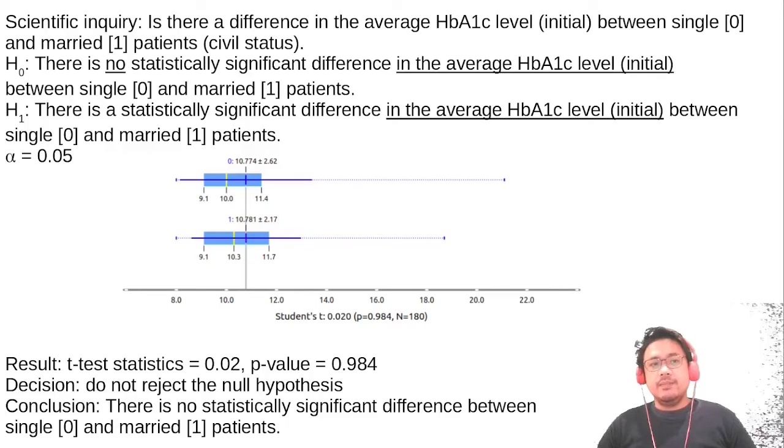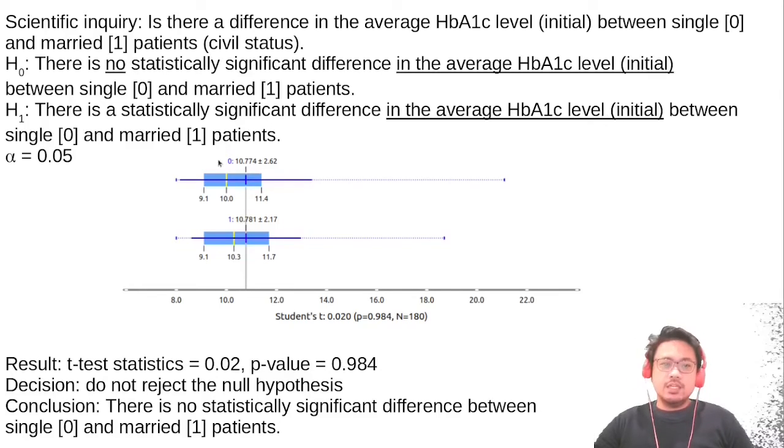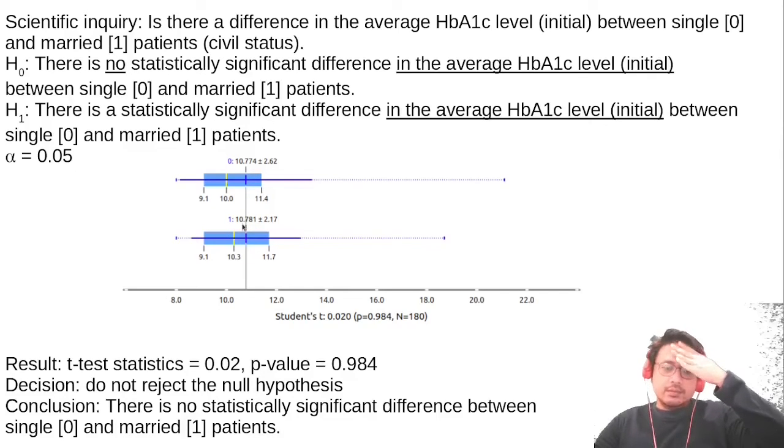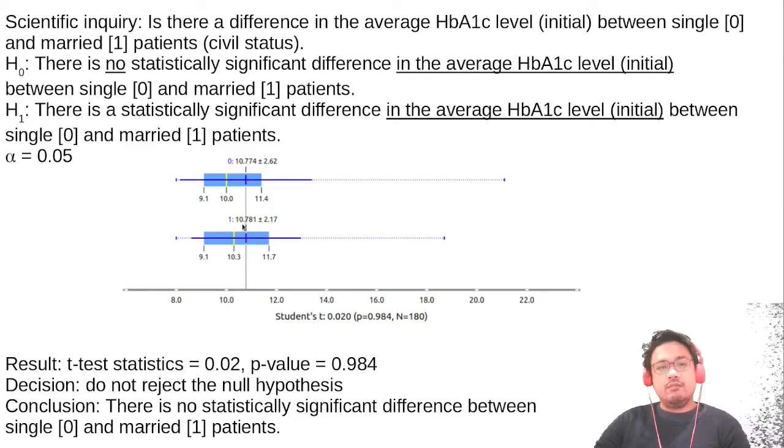Our alternative hypothesis is there is a statistically significant difference in the average HbA1c level between single and married patients. So the single group is this one. The yellow bar is the median. So as you can see, we have outliers. The gray line is the average. For the single group, the average HbA1c is around 10 with dispersion of 2.62. For married, it is 10.781 with a dispersion of 2.17.